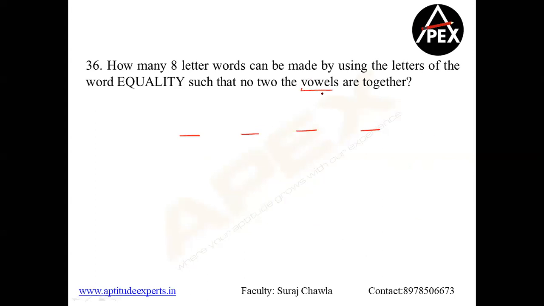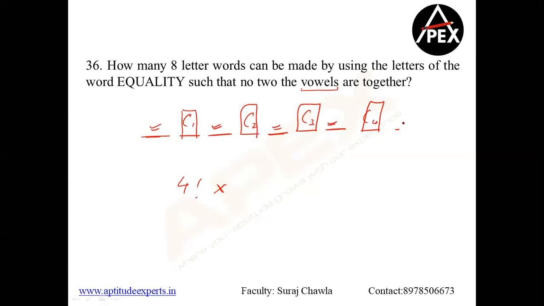He says no two vowels are together, right? Arrange all the consonants. So let's say this is consonant 1, consonant 2, consonant 3, and consonant 4. So four consonants can arrange themselves in how many ways? Four factorial ways. Now, when you are arranging four consonants, focus on these places. I'll tell you the direct formula also, do not worry. Now, this is one place created. This is second place created. Third place created. Fourth place created. And fifth place created. You place your four vowels in any of the five places.